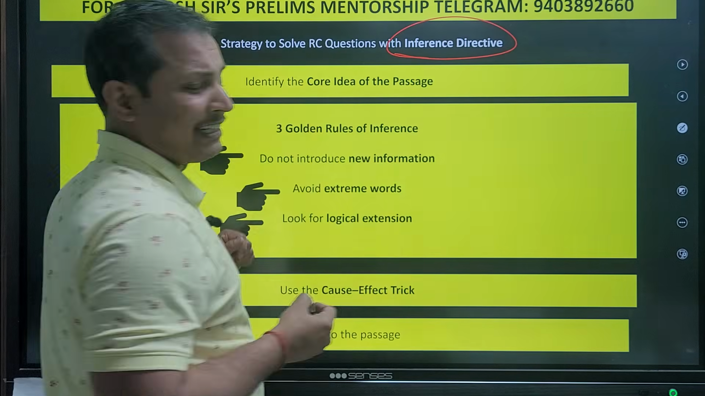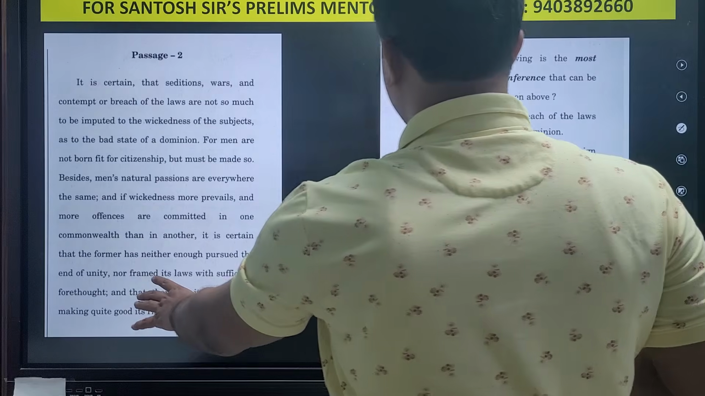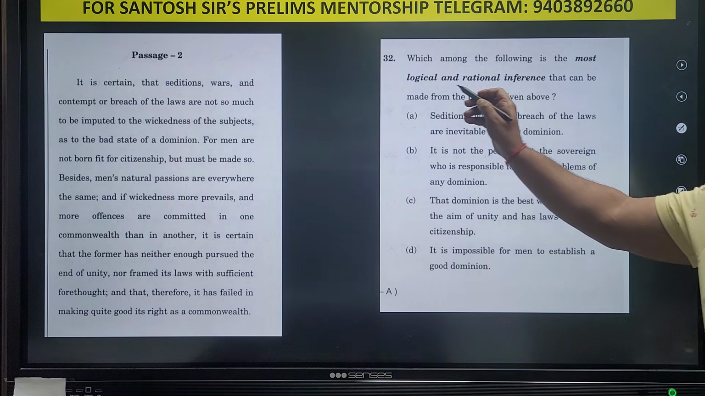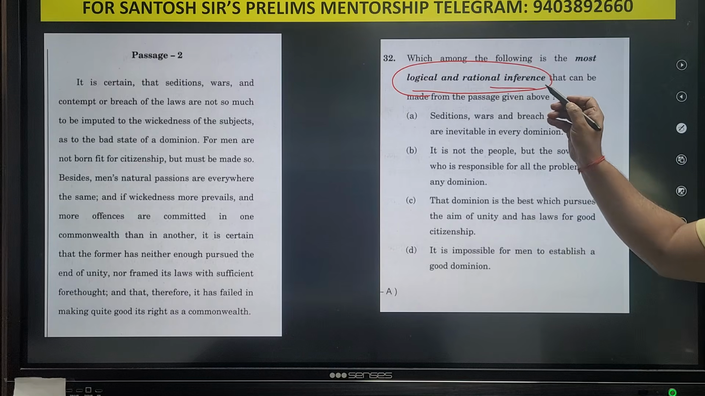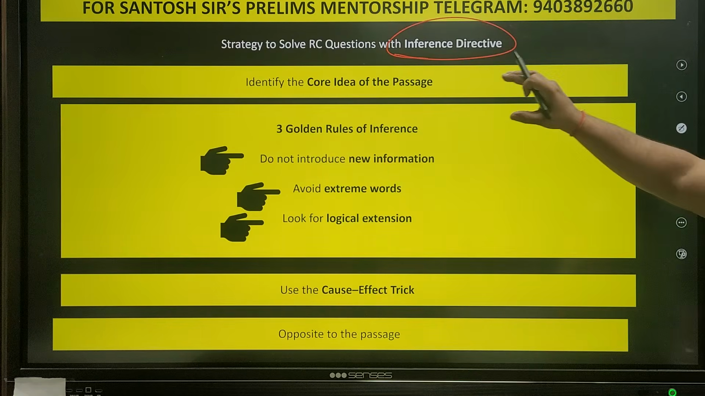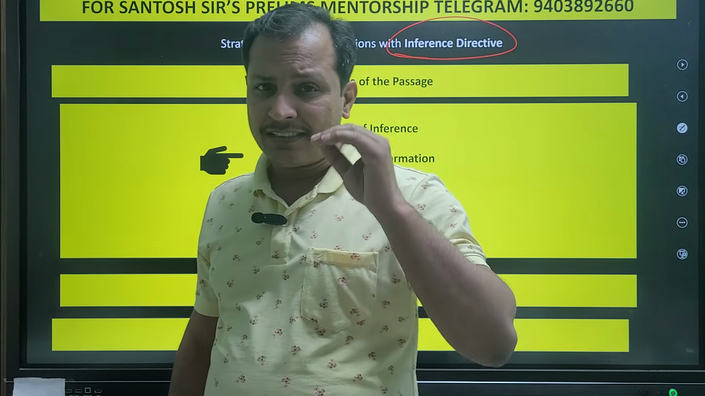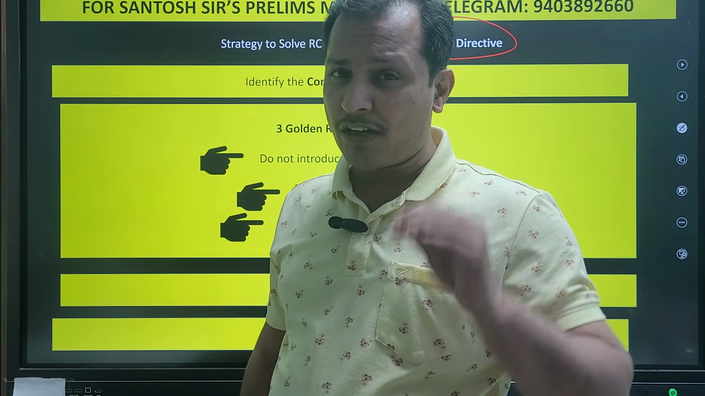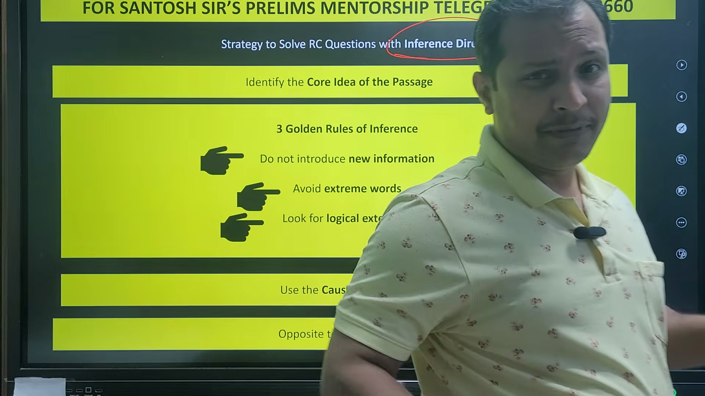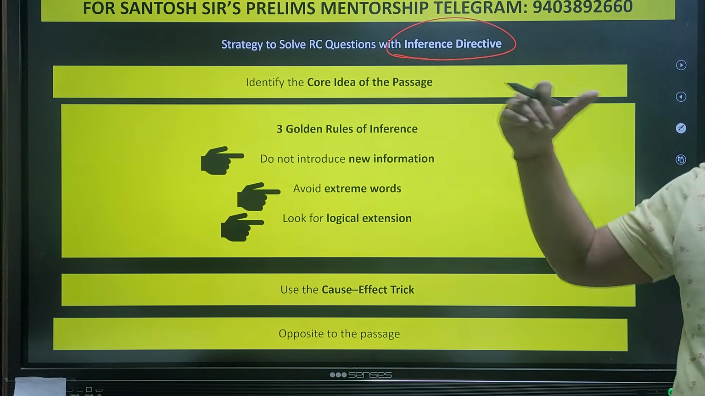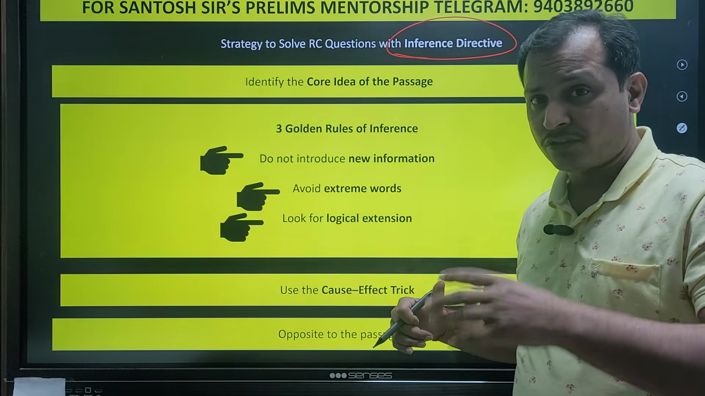In the reading comprehension section, every passage will be followed by a question, and in the question there will be a directive. For example, here the directive is inference. There are many directives in this section. Today I am going to discuss the rule for the inference directive. If you want videos for all the directives, I will make them in coming videos, so please comment in the comment section if you want more videos on reading comprehension.